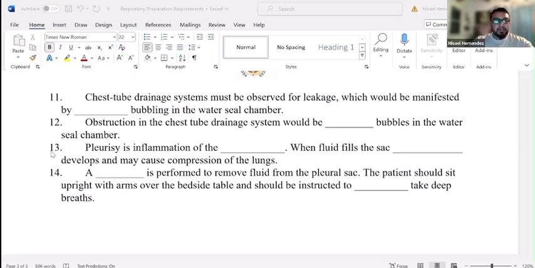Number 12, obstruction in the chest tube drainage system would be blank bubbles in the water sealed chamber. Number 13, pleurisy is inflammation of the blank. When fluid fills the sac, blank develops and may cause compression of the lungs.